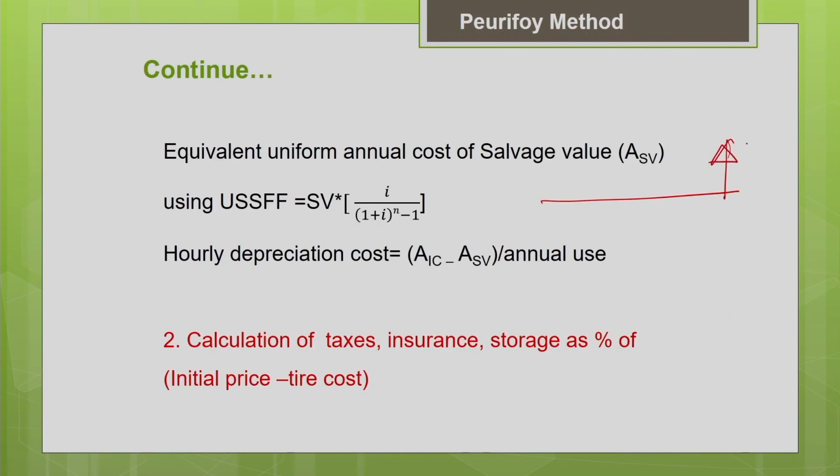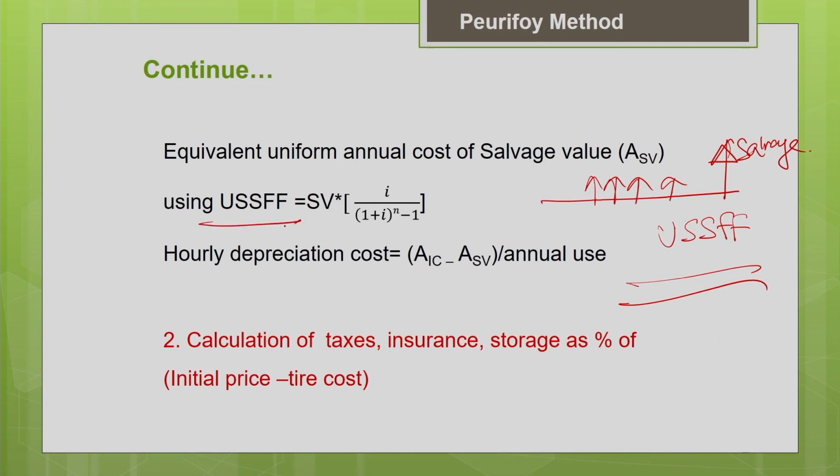The salvage value is converted into equivalent uniform annual cost using the uniform series sinking fund factor. Your salvage value is converted into equivalent uniform annual cost over the useful life of the machine using the uniform series sinking fund factor. So you just multiply the salvage value into the uniform series sinking fund factor.